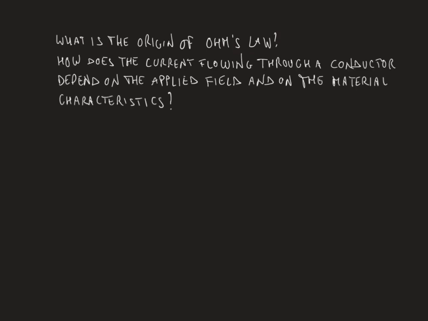We might now wonder what is the origin of Ohm's law, and in particular, how the current flowing through a conductor depends on the applied field and on the characteristic parameters of the material. First of all, let's see what happens to an electric charge Q in vacuum when an electric field E is applied.